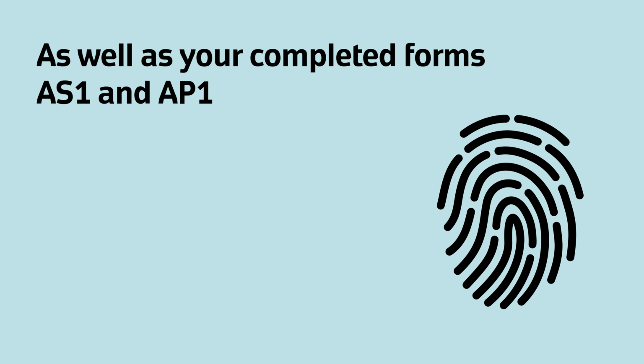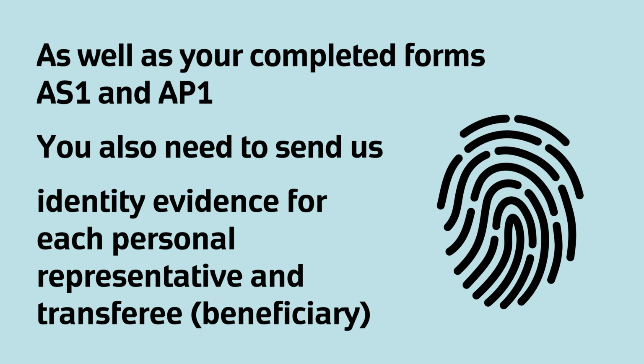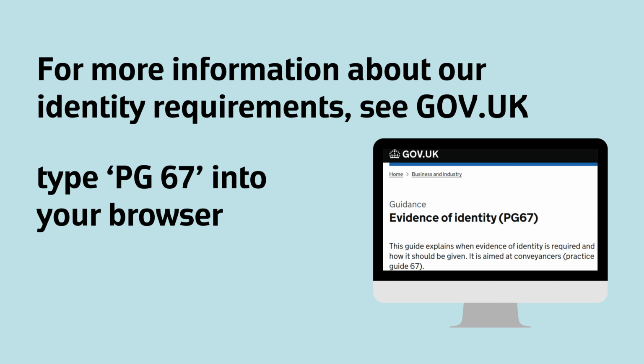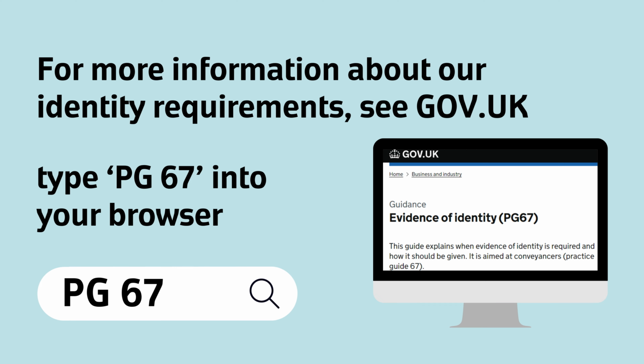As well as your completed forms AS1 and AP1, you'll also need to send us identity evidence for each personal representative and transferee. That's the beneficiary. Send us a completed form ID1 or form ID3 for each person. For more information about our identity requirements, see gov.uk. Type PG67 into your browser.